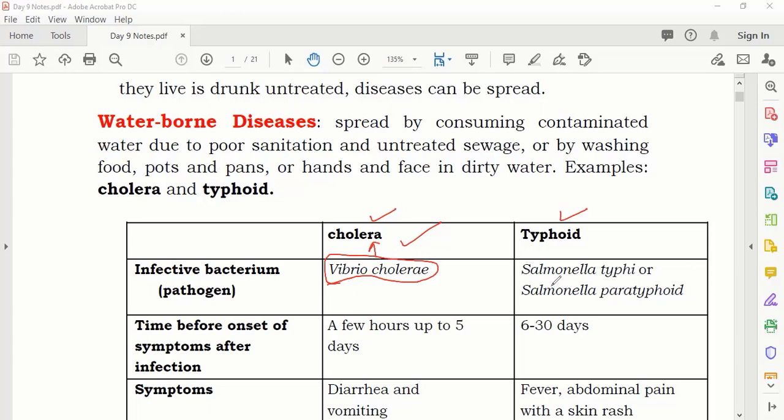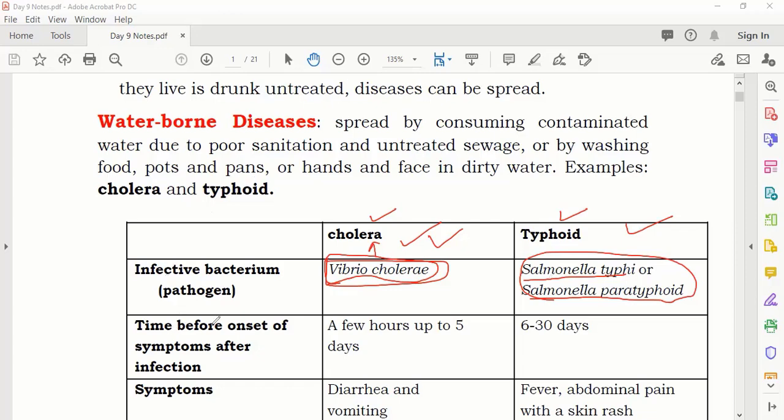After that, you have Salmonella typhi, or Salmonella typhoid. These are the names, so you should remember these names. I think in biology you also have these topics. So first of all, you should know the name of the bacteria which is responsible for these diseases.